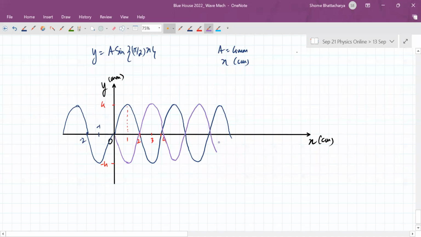It will become like a minus sign graph actually. So I've shifted it by delta x equal to plus 2 centimeters. So the equation of transformation when I do, it should become like this.